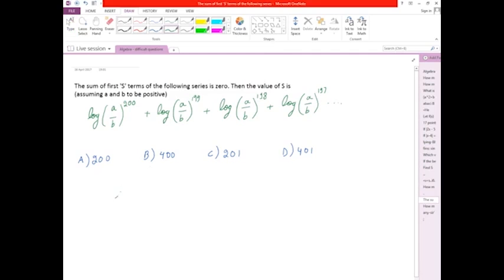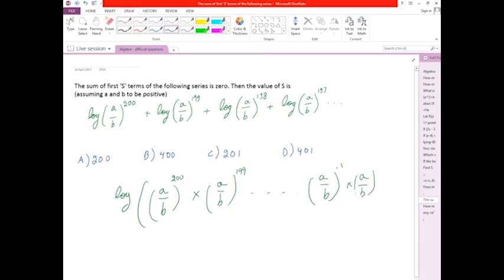Now, if you look at the options, it helps, but otherwise, this expression is log of (a/b)^200, then (a/b)^199, and so on, right? At some point, it will start turning negative also. There will be a term (a/b)^-1, and then (a/b)^-2, and so on. So these parts will start cancelling. For (a/b)^1, you will have (a/b)^-1. For (a/b)^199, you will have (a/b)^-199.